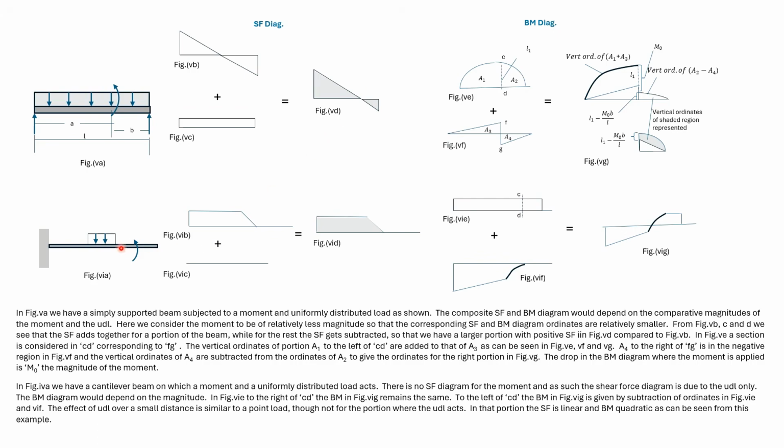We can see that a UDL acting for a small distance behaves similar to a point load apart from where it is acting. So here for the portion it is acting, it is linear, but apart from that it behaves like a point load. Similarly here for the portion it is acting, it is quadratic, but the rest is similar to a point load.